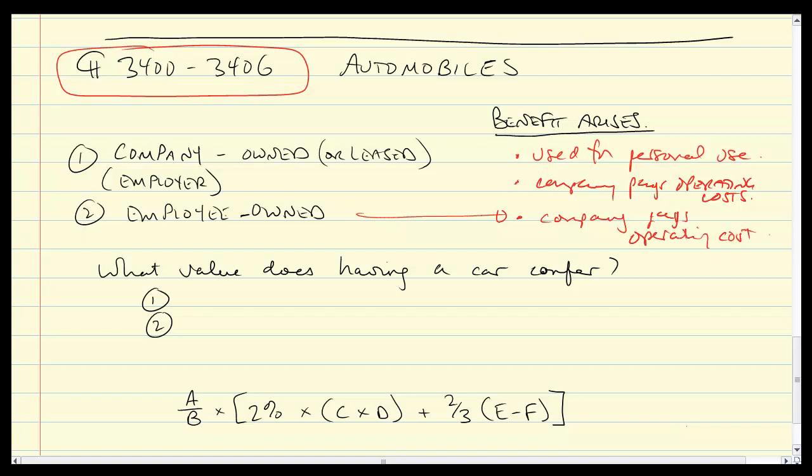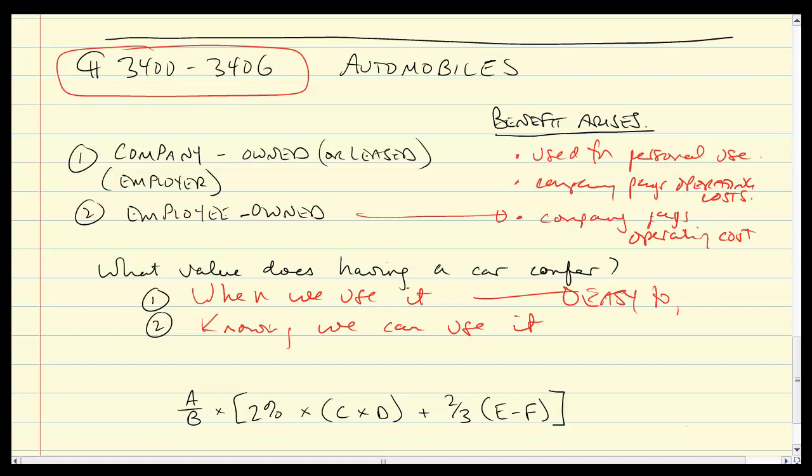Okay? So then we need to ask ourselves, what value does having a car confer? Well, clearly, we get value when we use it. Okay? But we also get some value from knowing we can use it. So there's the idea that if I have a car, even if I don't use it, I'm deriving value from it because I know that I can. Well, this is easy to put in dollars. This, how do you value this?